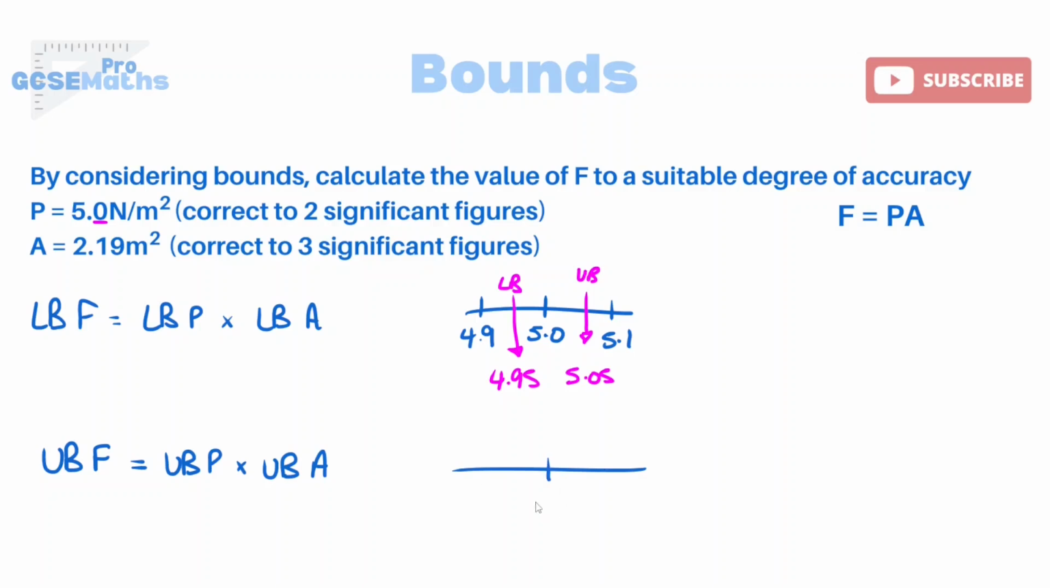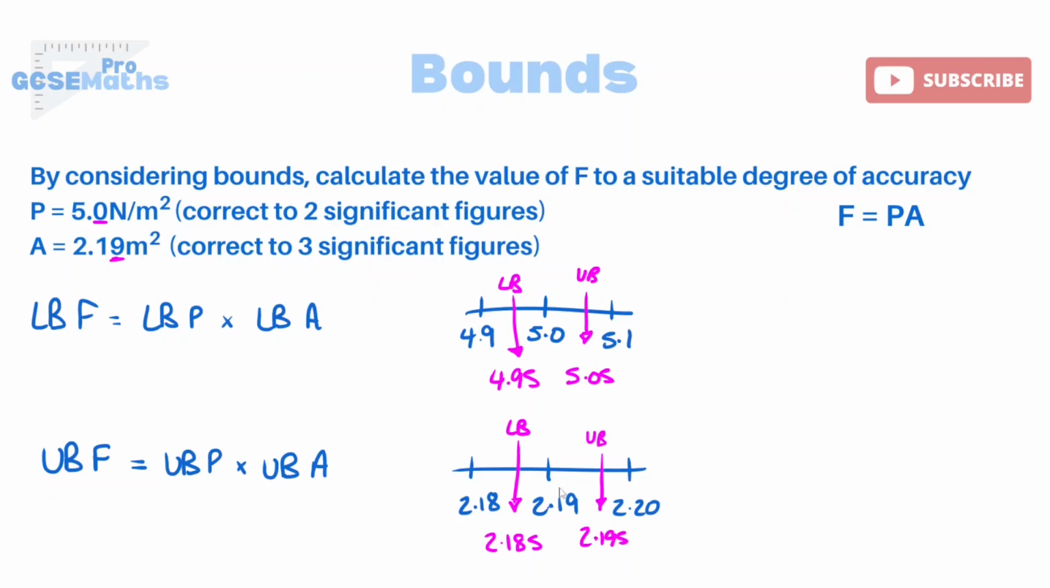So in the middle, we've got 2.19 meters squared. Now this is to three significant figures, which means I'm looking at the third number, which is 9. So one above and one below. So one below is 2.18 and one above is 2.20, and I'll put a 0 just to make it look the same. And then obviously halfway. So the lower bound is therefore 2.185, and the upper bound is 2.195.